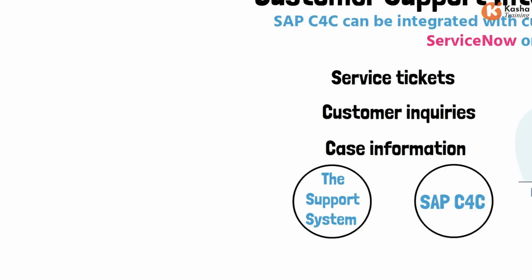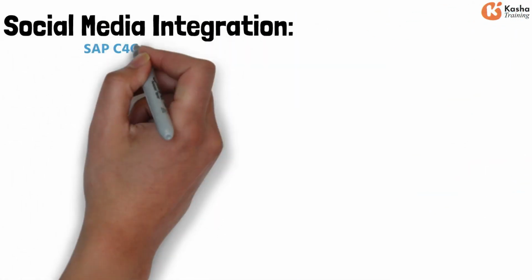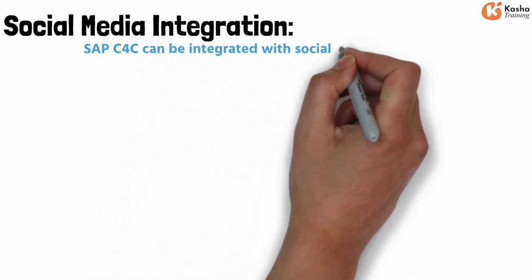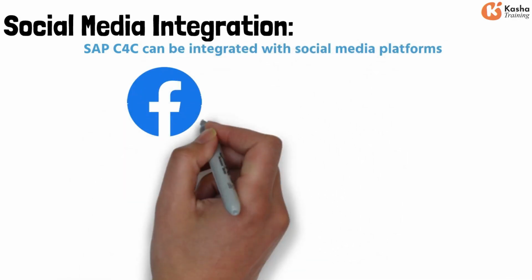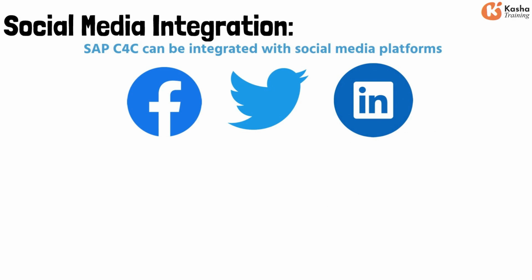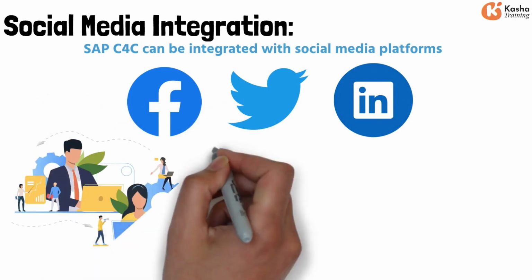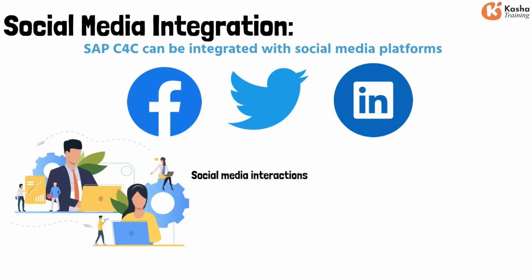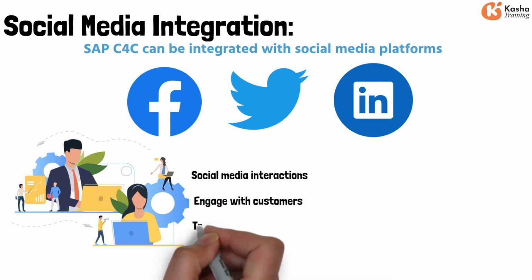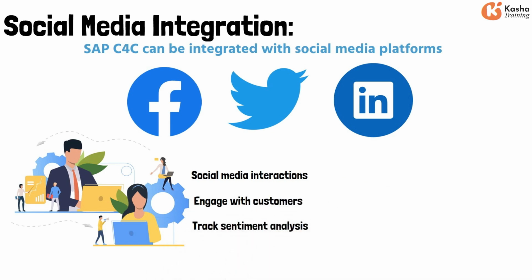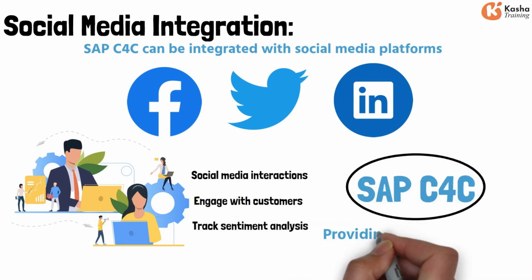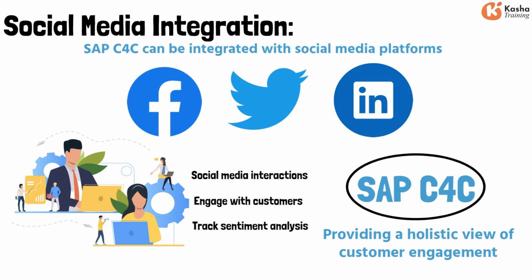Social media integration. SAP C4C can be integrated with social media platforms such as Facebook, Twitter, or LinkedIn. This integration enables organizations to monitor social media interactions, engage with customers, and track sentiment analysis. It ensures that customer interactions on social media are captured within SAP C4C, providing a holistic view of customer engagement.